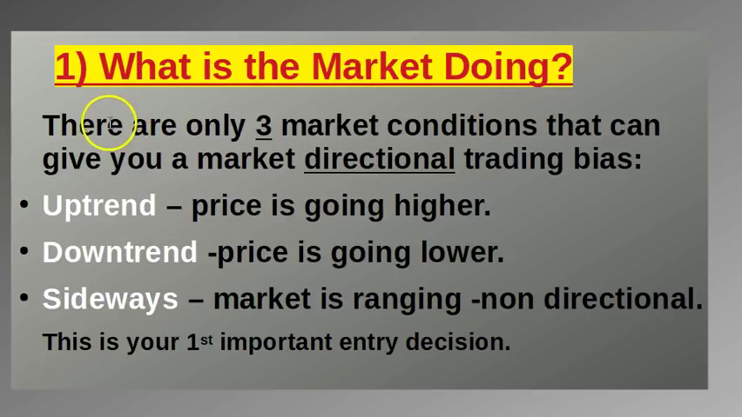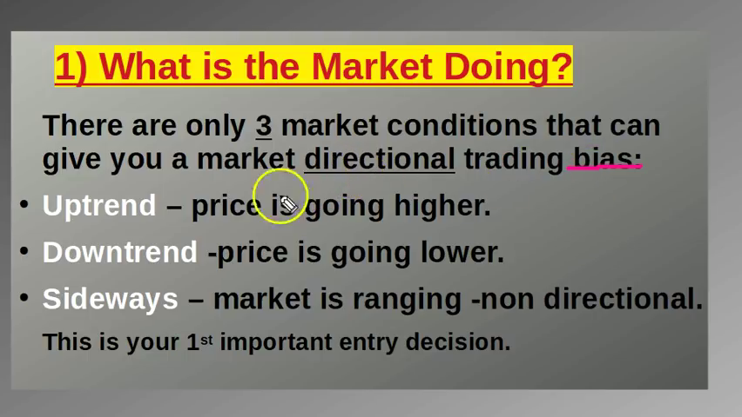Okay, let's start with the very first question, the very first decision you have to make. What is the market doing? Well, there are only 3 market conditions that can give you a market directional trading bias. Now, the word bias means the overall sentiment of the market favoring either price going in one direction or another. That's called a trading bias.